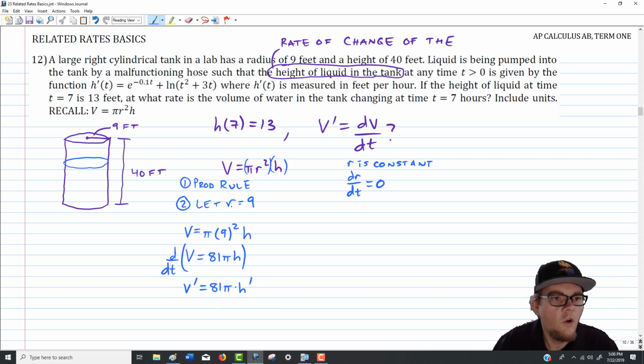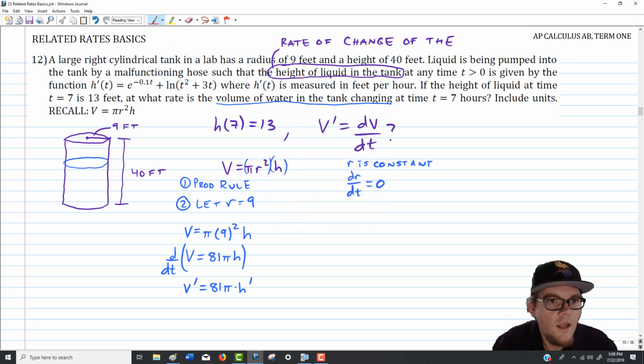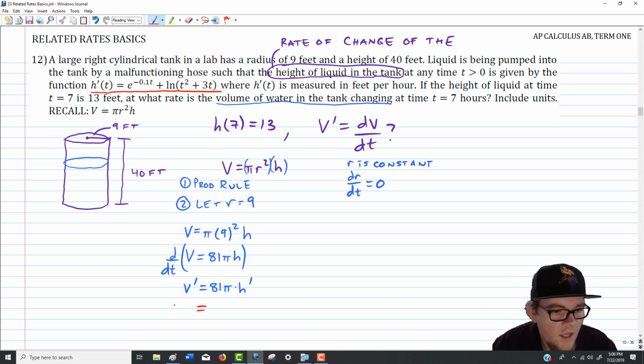So looking in here, we were trying to figure out at what rate the volume of water is changing. That's what we're trying to answer, which means that we must know what h prime is equal to. And in fact, we do. They tell us that h prime of t is equal to this expression, e to the negative 0.1 t plus ln. That is messy. They give you a messy expression, but we can still use that.